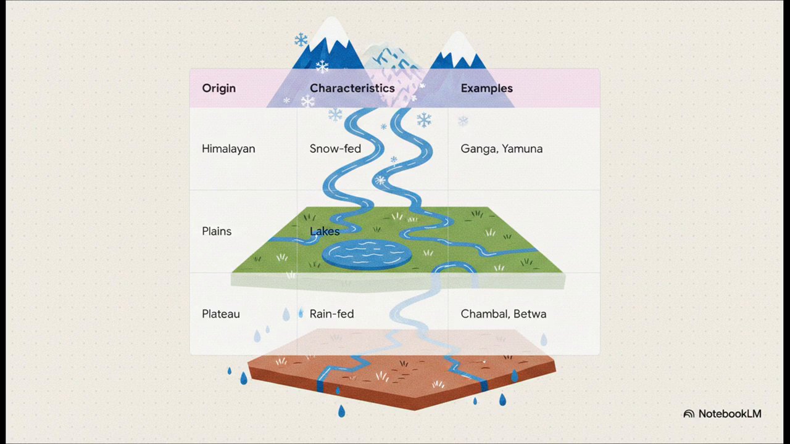But hey, grab a pen and pay close attention to this middle category, because it is highly testable. The plains category highlights wild anomalies like the Gomti River. The Gomti doesn't start in a mountain or a rocky plateau. It actually emerges right out of Fulhar Lake, sitting perfectly flat in the plains of Pilibhit. Definitely keep that in mind.